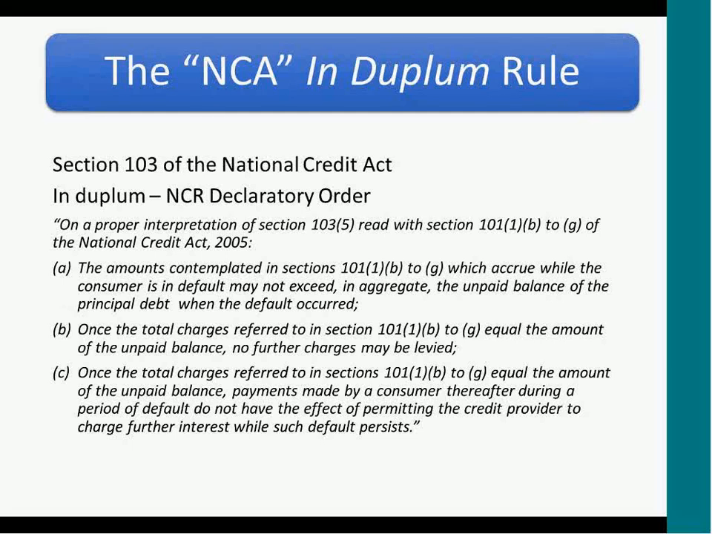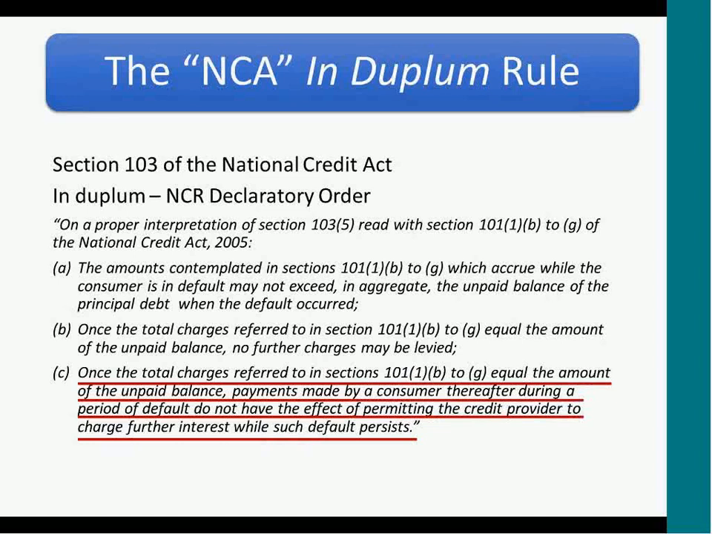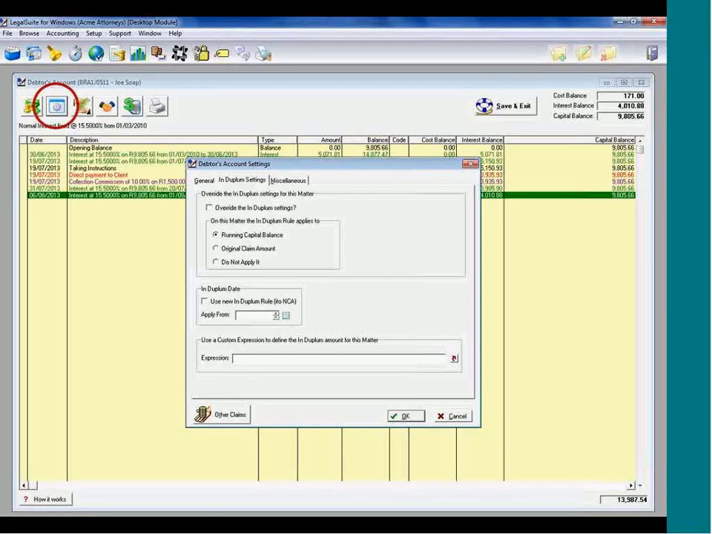So let's have a look at our debtor's account and see where these settings are. If you go into your debtor's account and you click on the settings button, on the In Duplum settings tab, you can choose to override the In Duplum settings for a particular matter.